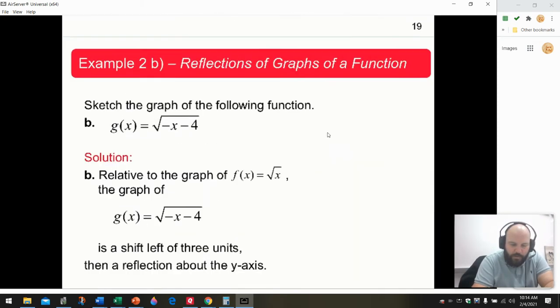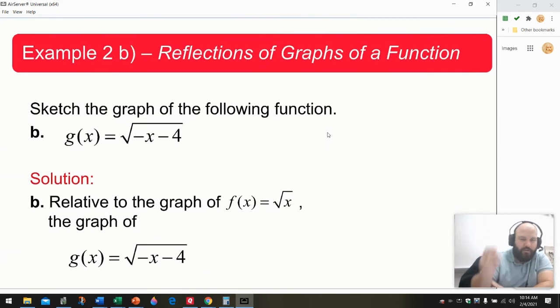I got 2 more for you. Let's take a look at this one. We have g of x equals the square root of negative x minus 4. So 2 transformations in here. Now, this is where it really starts to matter what order you list the transformations in. Again, if I put the number 4 in here, the first thing that would happen is it would become negative. So that's the first transformation we have to list.